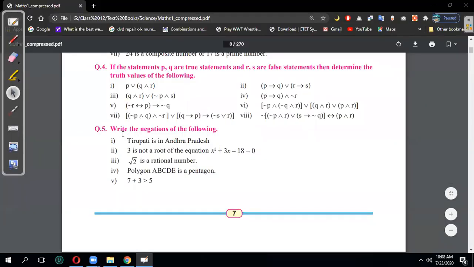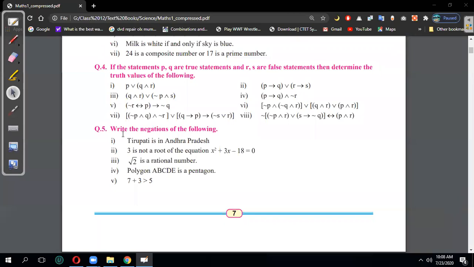So the next part is question number 5. Write the negation of the following. In the very first question, it's asked: Tirupati is in Andhra Pradesh. What you have to do is write the negation of this, meaning a statement which includes a not. For example, Tirupati is in Andhra Pradesh. So what could be the negation of this? I'm giving you the solution of this question. Tirupati is not in Andhra. Simple.